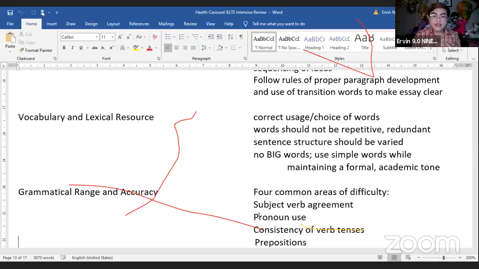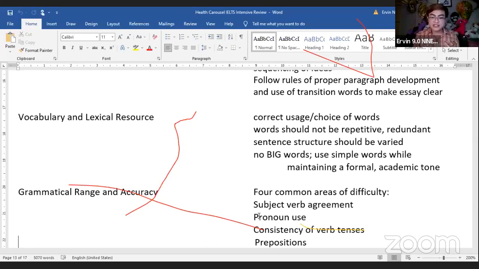Okay. What about the next slide? Consistency of verb tenses. No time traveling in the IELTS. If you start your idea in the present tense, it has to be present tense all throughout that paragraph. When you start the paragraph in the past tense, it has to be past tense all throughout that paragraph. Please do not commit the mortal sin of combining past and present in exactly the same paragraph. No time traveling in the IELTS.